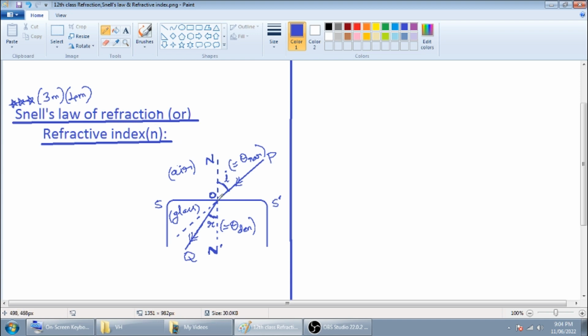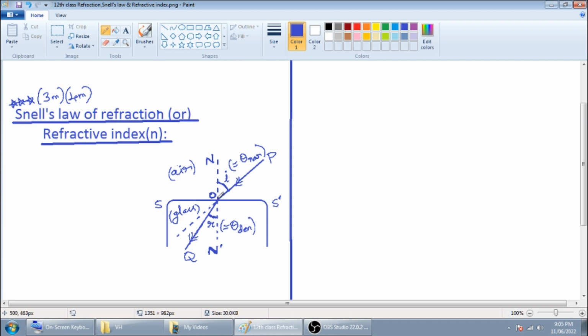So refraction simply means what? Bending of light. Where does it occur? It occurs mainly because the medium is changing as the light is passing. Whenever it encounters a change in medium, it undergoes bending. Such a bending of light is simply called refraction. So from this we get the definition of refraction in simple words.